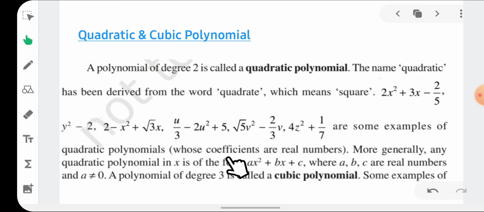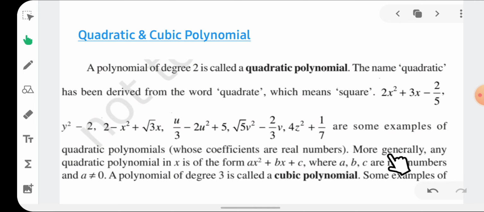In these examples, the coefficients are real numbers. Real numbers means they may be rational or irrational. They may be a fraction like 2 by 3, or irrational like root 5, and they may be in the form of under root 3x. In another video, we will discuss real numbers in a detailed way. There you will be able to understand it. Okay, so let's move ahead.